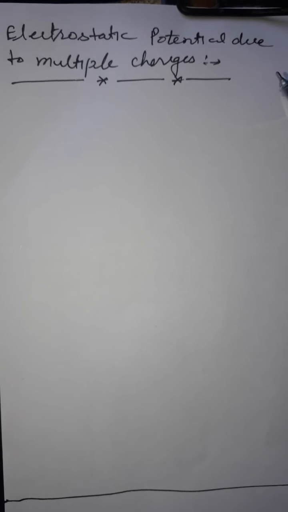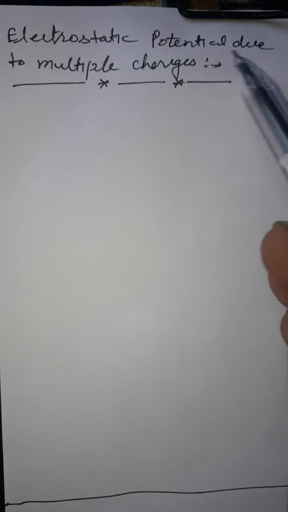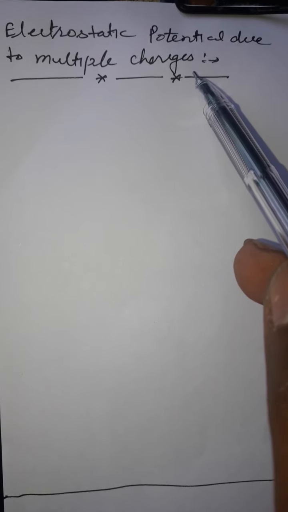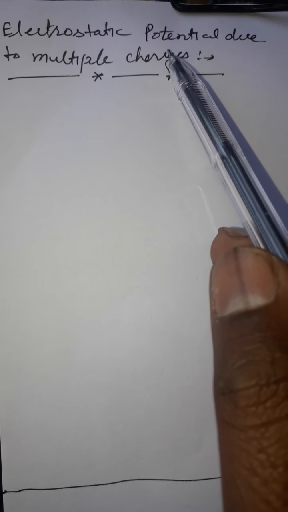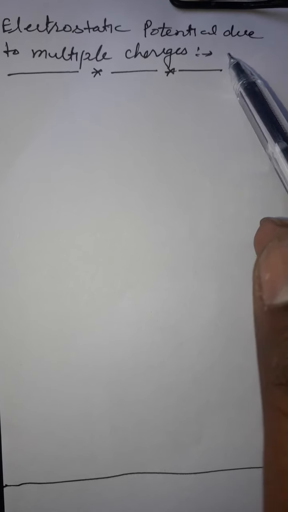Good morning, students. Our topic today is electrostatic potential due to multiple charges. In the previous topic, we discussed electric potential due to a single point charge. Now, in the case of multiple charges, what happens?